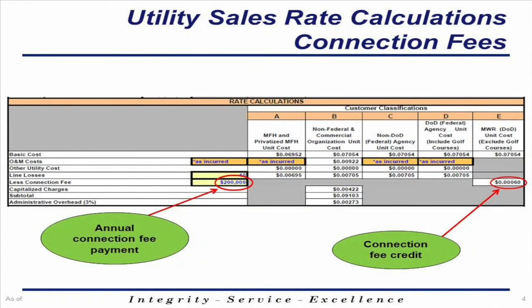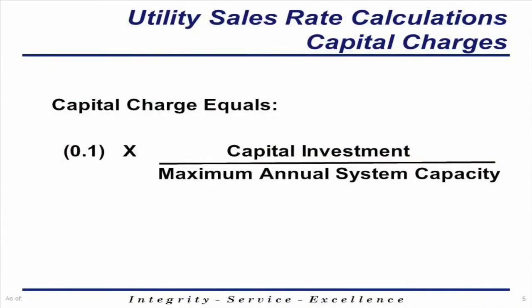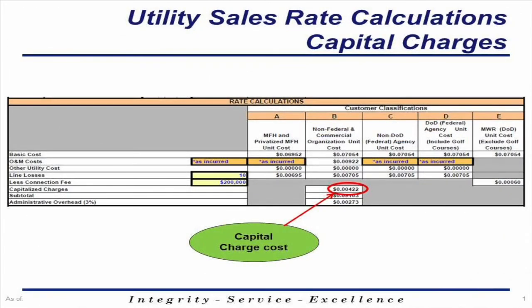In the Air Force Form 3556 electric service example, you can see the annual connection fee payment is entered in the correct place, and there's a calculation that results in a credit for the MWR rate. It's deducted for the MWR rate. This shows how capital charges are calculated by the form. To calculate the unit cost of capital charges, the form divides 10% of the total capital cost by the total annual capacity of the system. And we'll show you how that charge shows up on the form on the next slide.